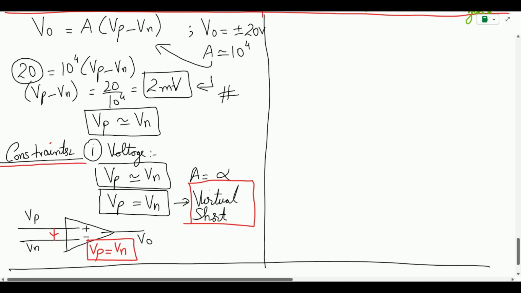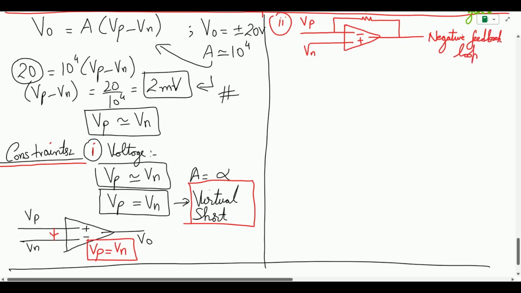So this is known as virtual short, where Vp and Vn are internally connected, or there is a short circuit between these two elements. This was the first constraint. What is the second constraint? Ideally when this virtual short happens, we want to keep our circuit operating in the linear region. We don't want it to go to the saturation region. So normally when this condition appears, we also provide a negative feedback to the circuit. If this is my negative and this is my positive, we say that the circuit is also operating in a negative feedback loop.